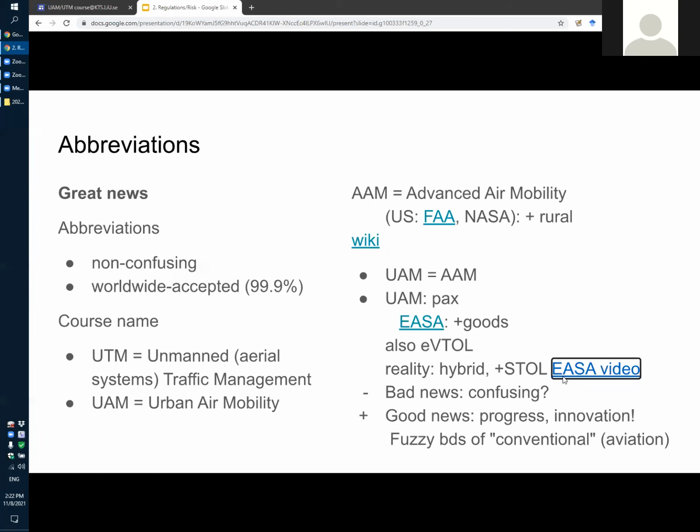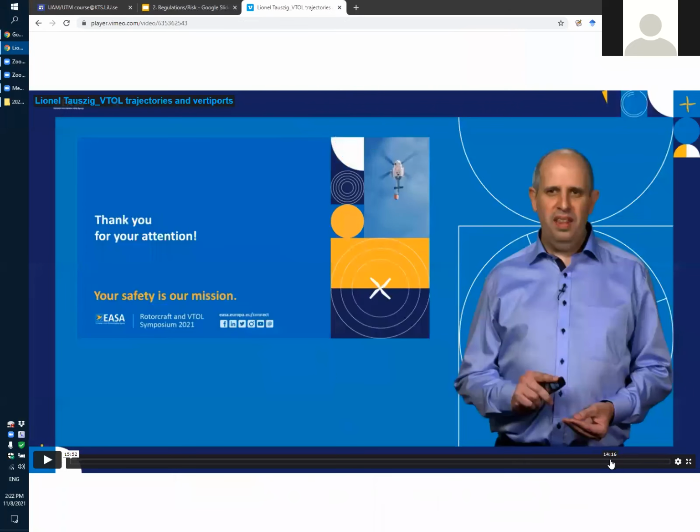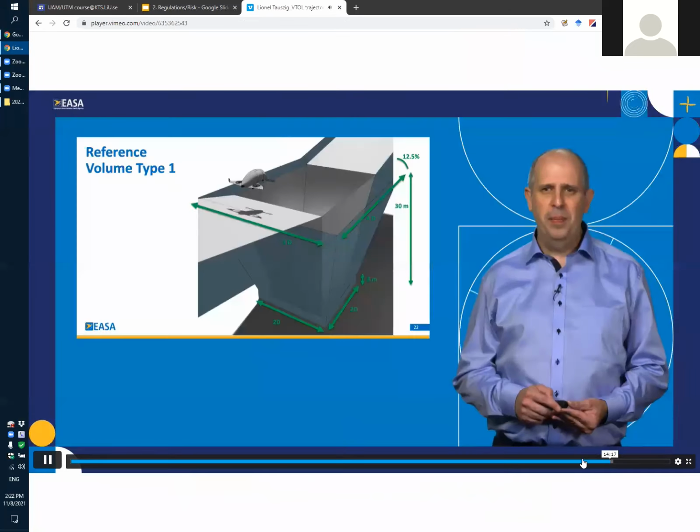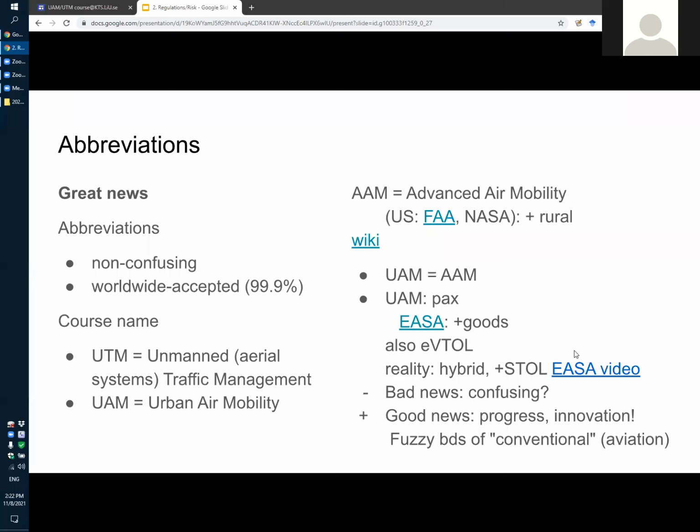And EASA itself produced a video, which I'm not going to show you, but there is a link to the video. And at the end of this video, they're showing some envelopes, like this, for the possible vertical profiles of how the aircraft take off and land. Again, no need to watch it unless you're interested. Just here again, this is more or less about the definitions and terminology.